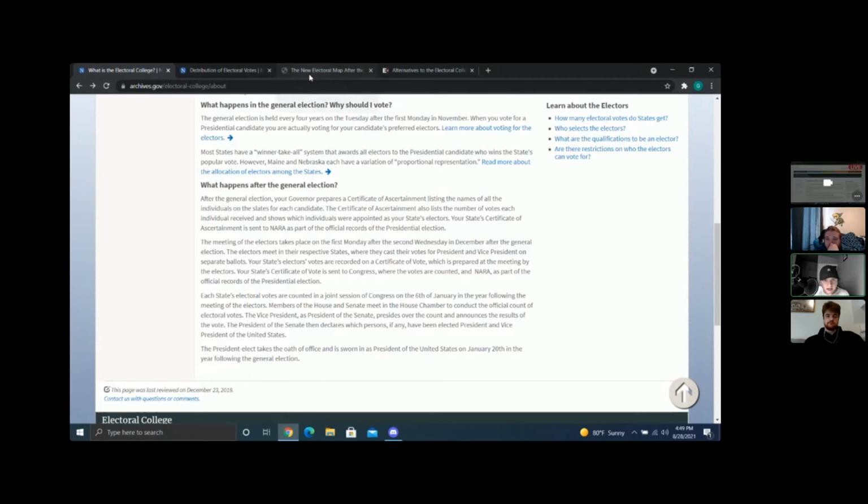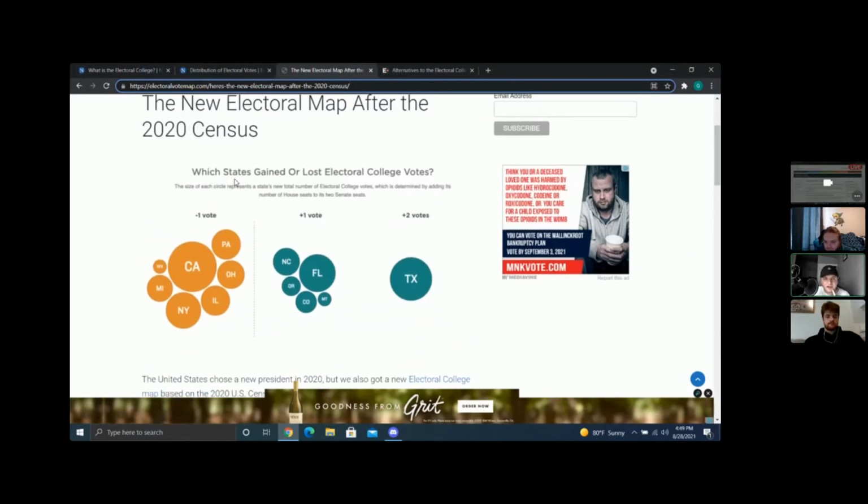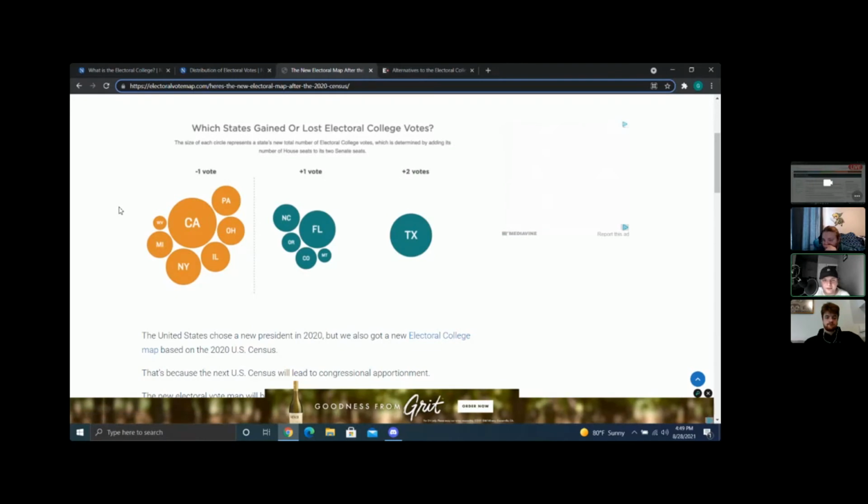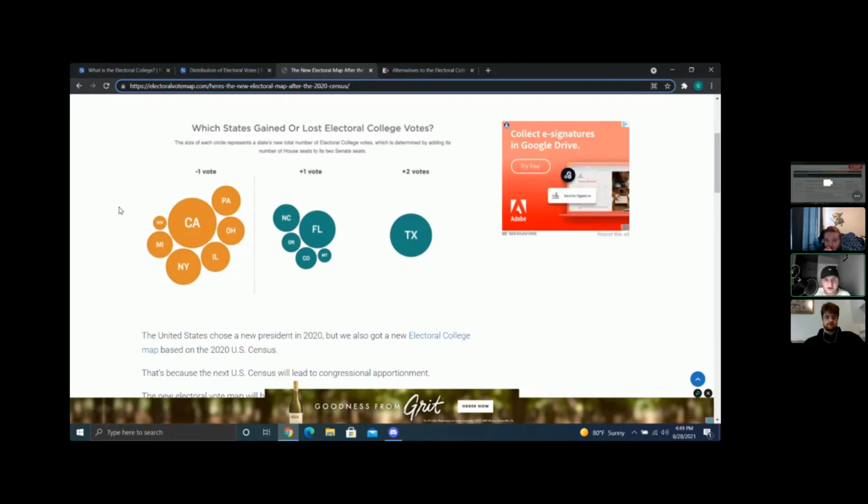This really isn't a part of my flow or what I really want to talk about, but I do think this is kind of interesting. After the 2020 census, the electoral map is going to be updated. I do want to talk about this real quick as more of a fun fact, or maybe not fun, depending on how you look at this.